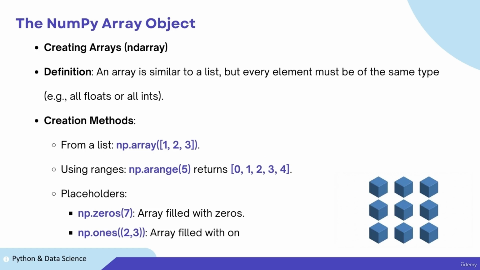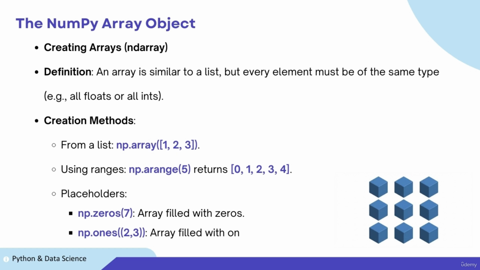Let's look at our core tool, the ndarray. This stands for n-dimensional array. Here is the golden rule you must memorize. An array is similar to a list, but every element must be of the same type. We call this homogeneity. You cannot mix integers and strings. If you try, NumPy will force convert everything to a single type to maintain speed.